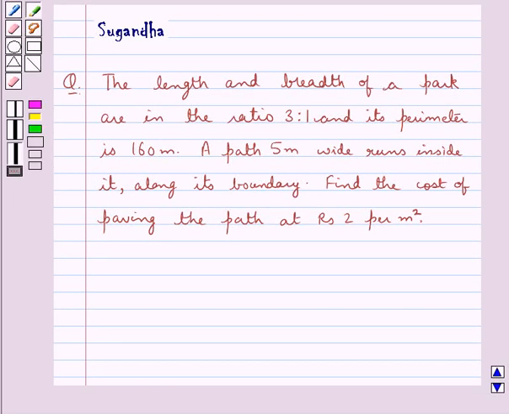In this session, we discuss the following question which says, the length and breadth of a park are in the ratio 3:1 and its perimeter is 160 meters. A path 5 meters wide runs inside it along its boundary. Find the cost of paving the path at rupees 2 per meter square.